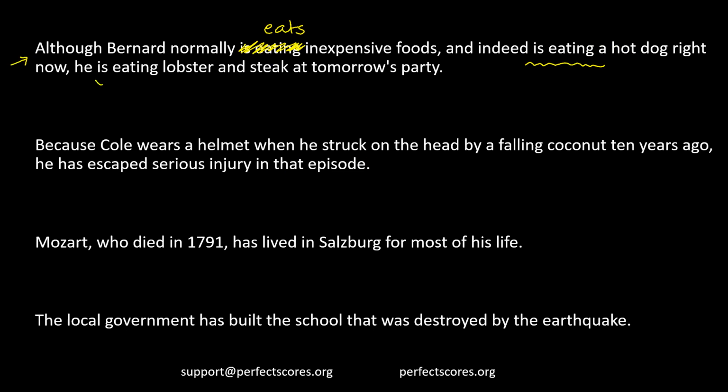What about this? Wouldn't you use a future tense? Yes. He will eat or he will be eating. Will be eating is not needed. So you'll just say he will eat lobster and steak at tomorrow's party. Okay, the second sentence.